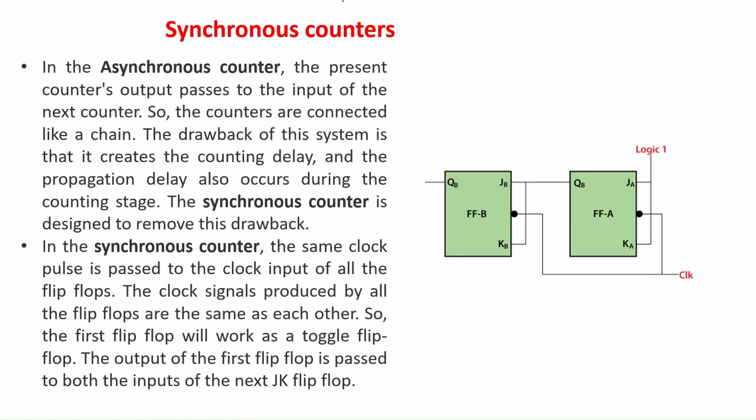Next one is synchronous counter. The disadvantage of asynchronous counter is that the clock signal applied to the second element is nothing but the output of the previous element. Since it requires the output of the previous element, there occurs a counting delay. It creates the counting delay, and propagation delay also occurs at the counting stage.